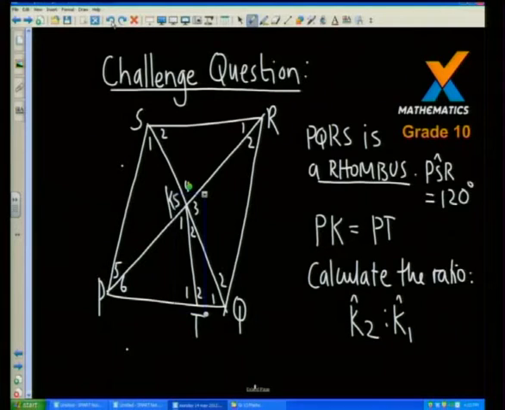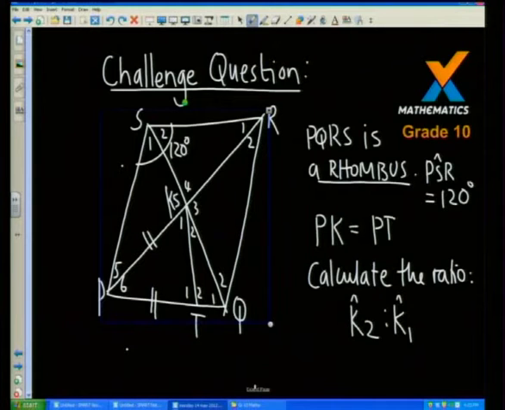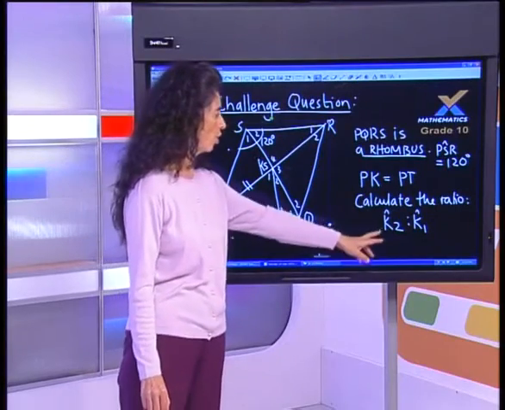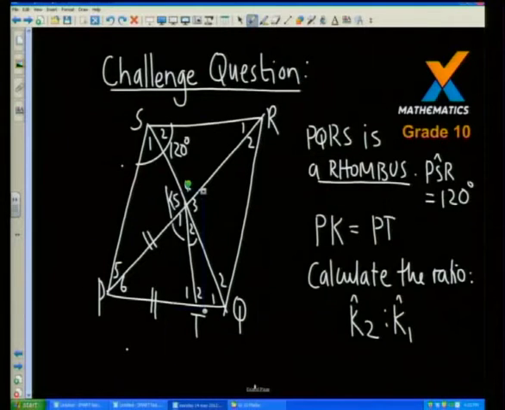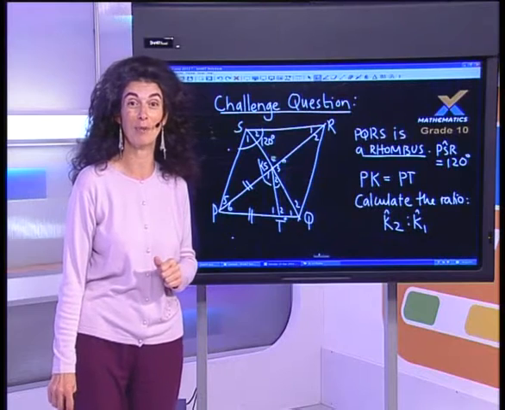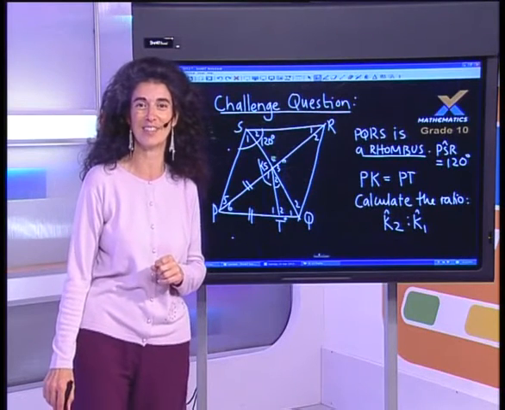If we look at the given, PQRS is a rhombus with angle PSR of 120, so we can mark it in. This angle over here is 120. And then we've got PK is equal to PT. Those two lengths are the same. Your job, Mindsetters, is to calculate the ratio of angle K2 to angle K1, which is that angle over there. That should take you a little while to get your answer through onto the Facebook page. Good luck, everybody. Let's see who the fastest Mindsetter is to get that ratio.